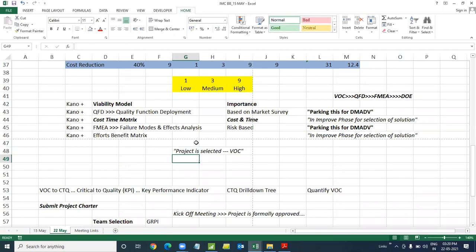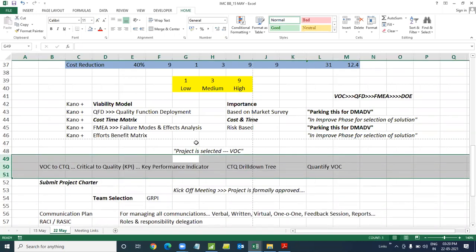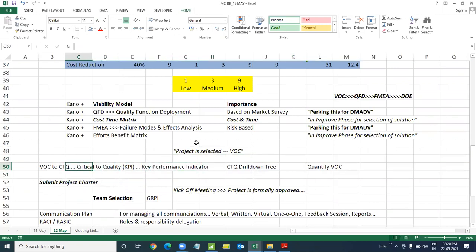So there's nothing wrong or right there. When you've selected the VOC, you need to finally convert that VOC into something called CTQ. CTQ stands for critical to quality. This is nothing other than the key performance indicator, KPI. Like, how do you do it? Basically, let's take a simple example.